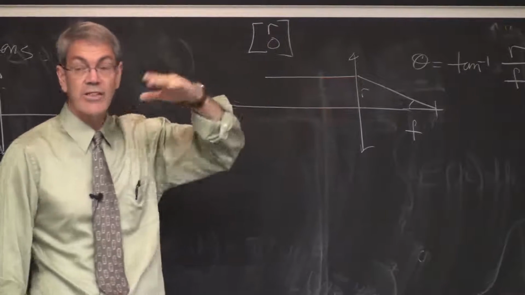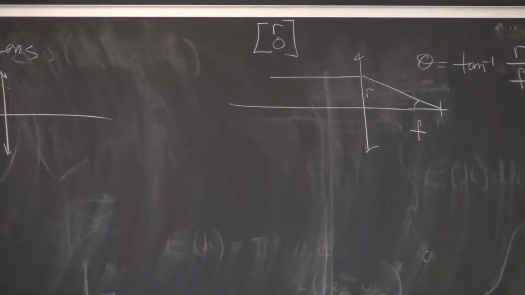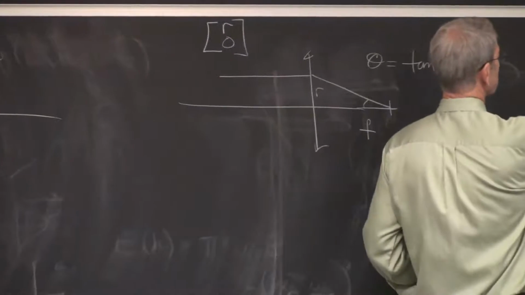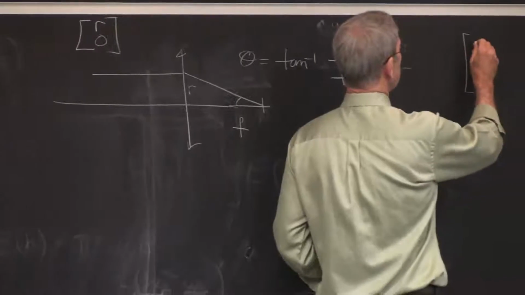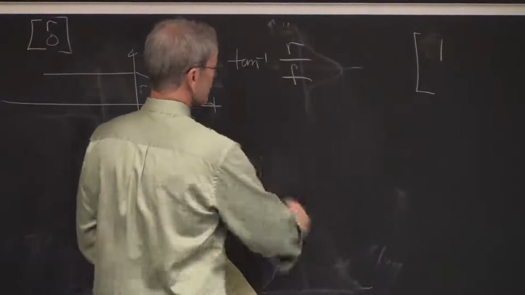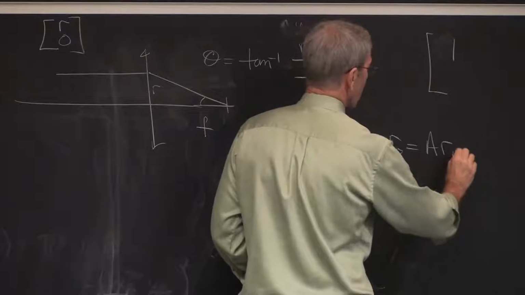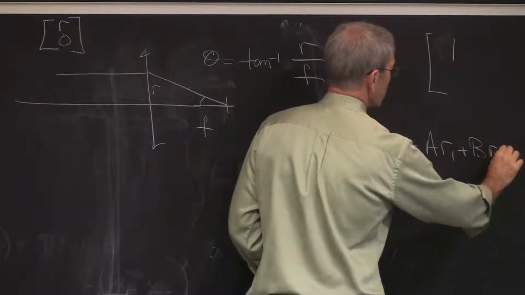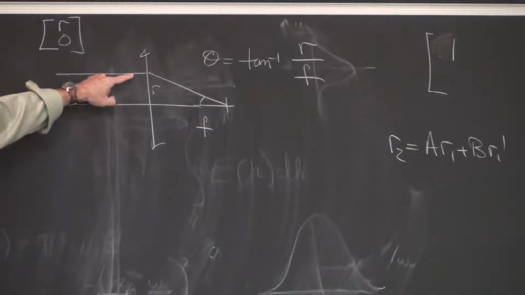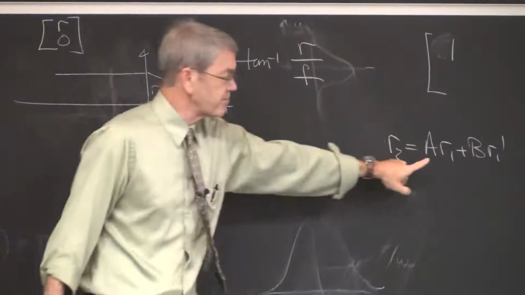Does the height change at all? No. So the height doesn't change whatsoever going through this thing. So I already start to see some numbers here. I know right away that A must equal 1, because remember we have R2 equals A R1 plus B R1 prime. So I know that R1 equals R2, so A has to equal 1.